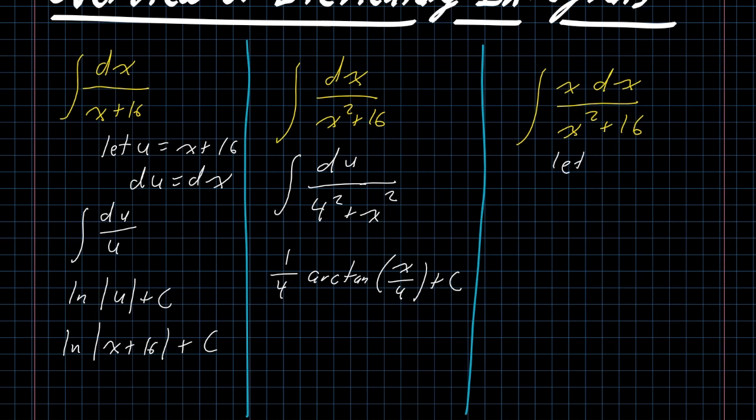And then I remember what went wrong in the last one when I tried the substitution, let u equal x squared plus 16. I couldn't figure out how to get the x with the dx. But in this case, it's already there. I just need to introduce a 2, which I can do by putting a 1/2 in front.